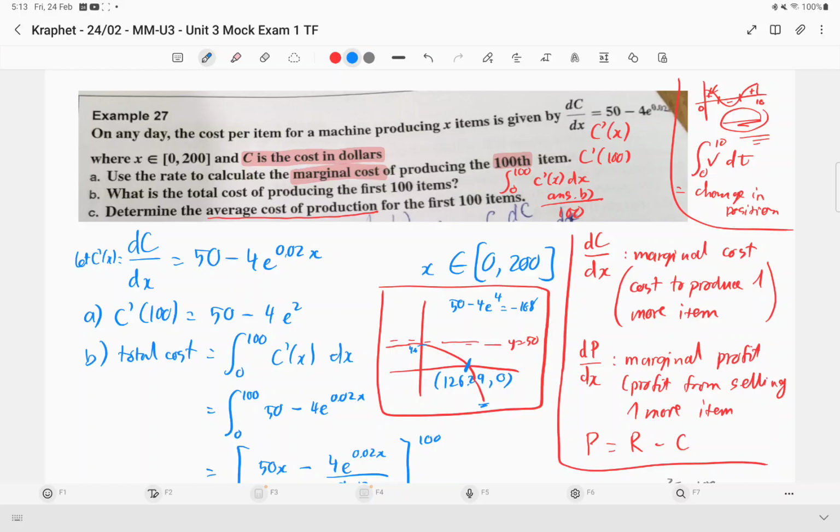So let's go back and continue working on the rest. And now it's time to do the mock exam 1 tech free. So let me think. Okay, I will just put up the timer.